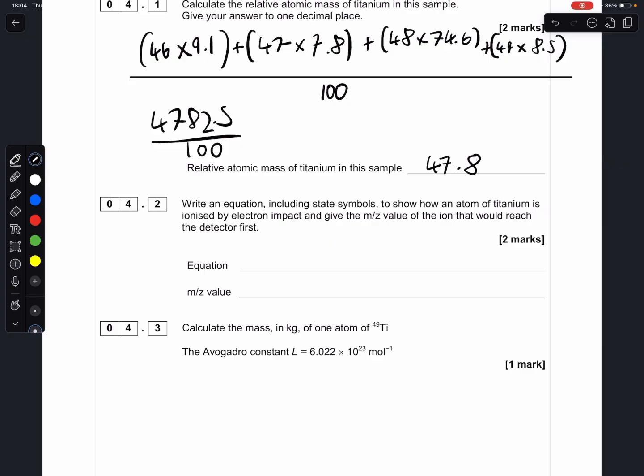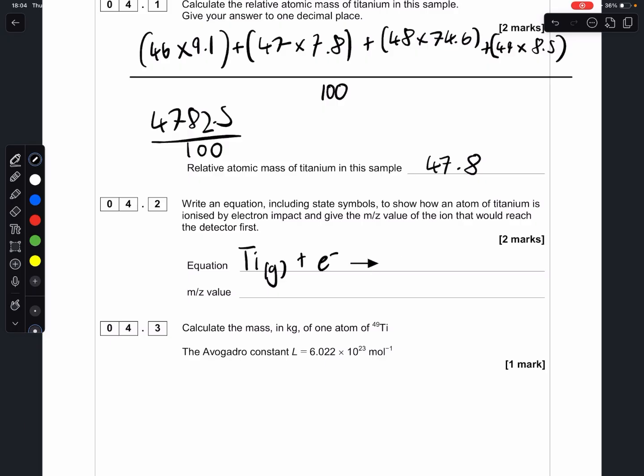Write an equation including state symbols to show how an atom of titanium is ionized by electron impact, and give the m/z value of the ion that would reach the detector first. So it's important to note that it says how an atom of titanium is ionized. So we're not already dealing with an ion, we're dealing with an atom and we're turning it into an ion. So this is the first ionization energy, and it's electron impact. So we're going to add our titanium and make sure it's gaseous. It's always gaseous in these equations for ionization. And we are adding an electron because we're firing a high energy electron at it.